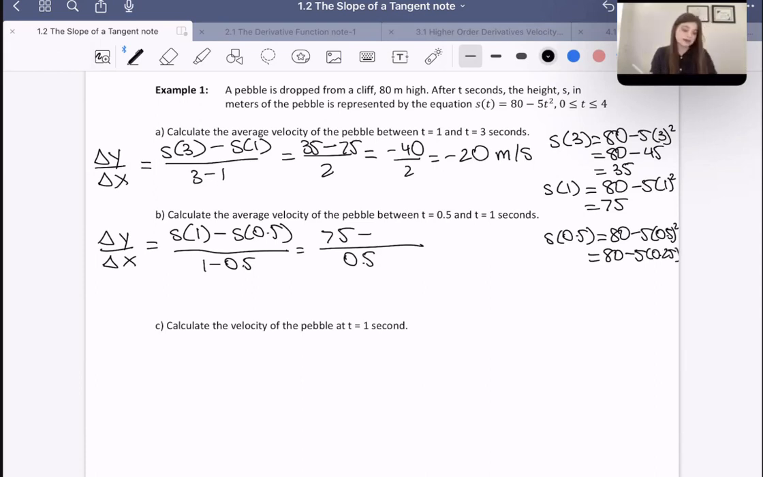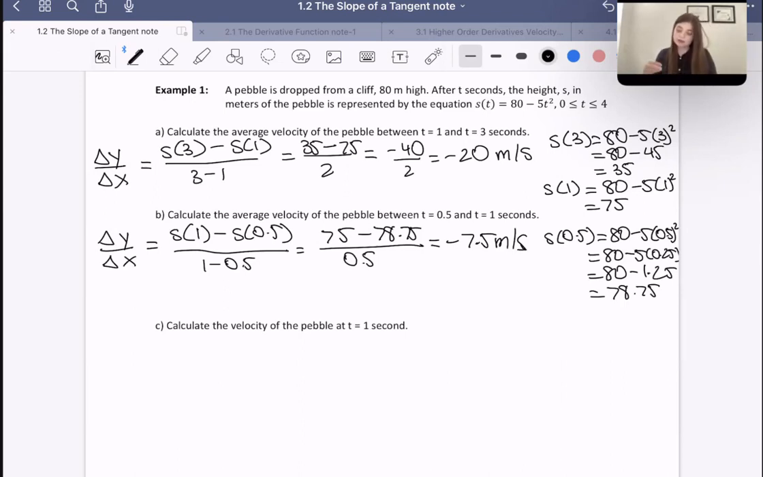right? And let's see, what's 5 times 0.25? That is going to be 1.25. So 80 minus 1.25 is 78.75. So let's see, 78.75 minus 80 over 0.5 gives us negative 7.5 meters per second.